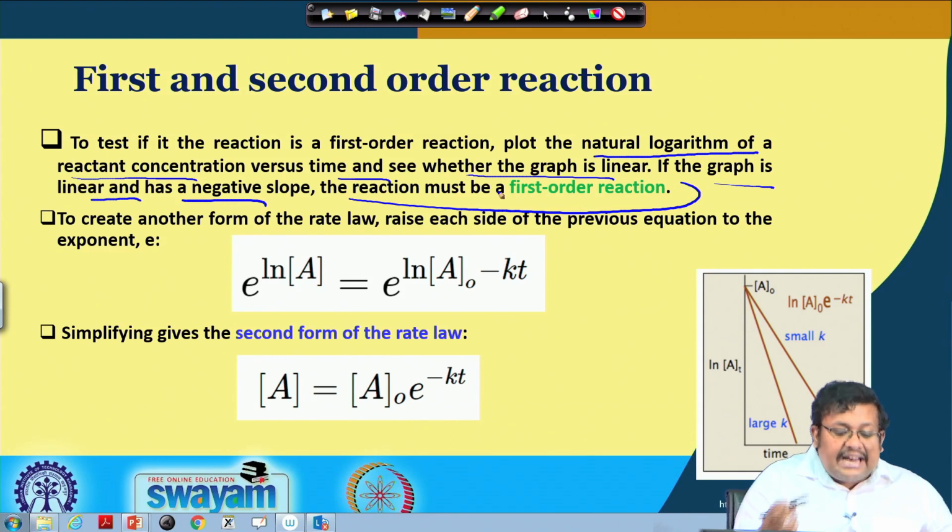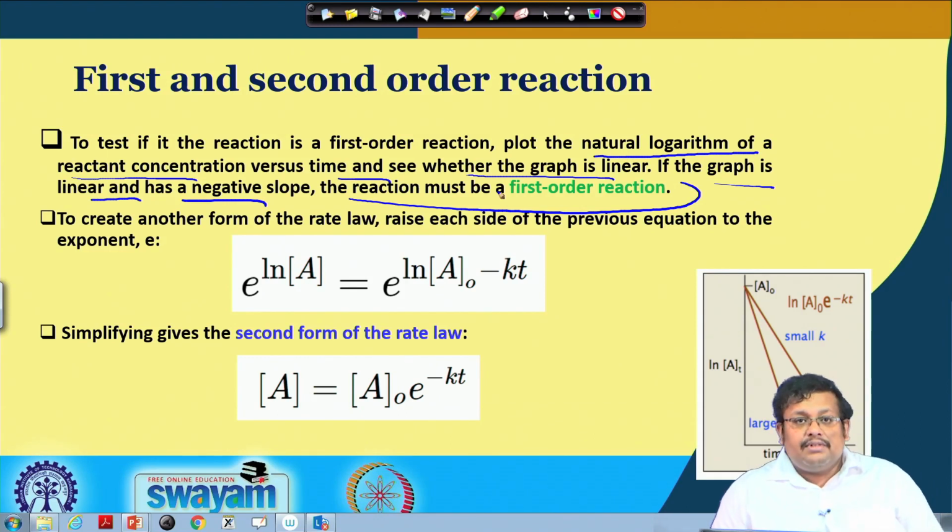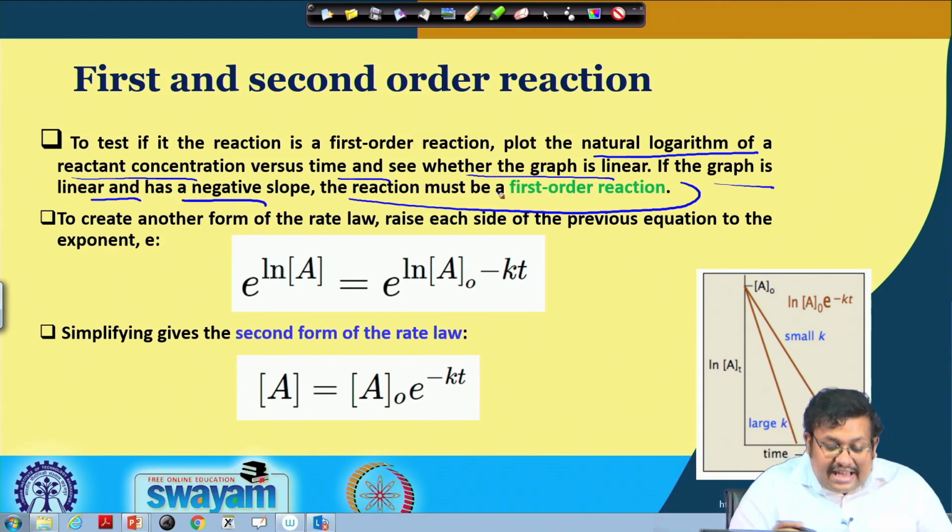Now, to create another form of this first order rate law, we take the exponential of the previous equation. We know that in the previous equation it is log of A equal to log of A0 minus kt.